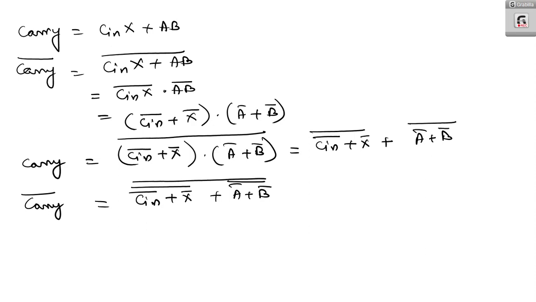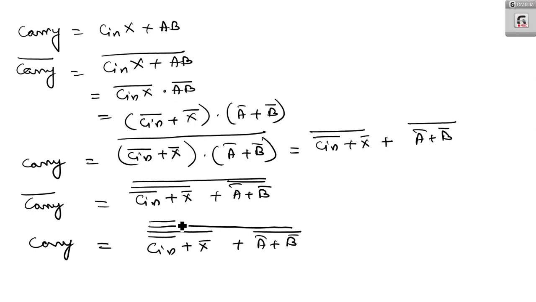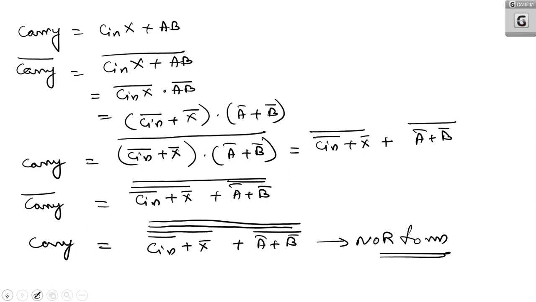Again coming into carry, what is it? That is Cin bar or H bar whole bar, or A bar or B bar, the whole bar, complement of that and again complement of that. Okay. So that is basically in NOR form. From there we are getting the expression of carry. Okay. So now let me rewrite.